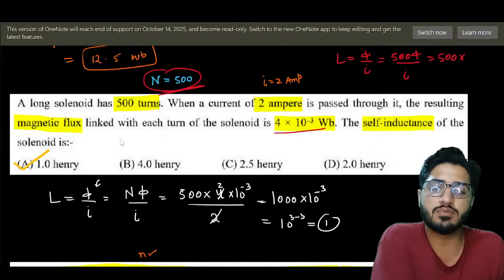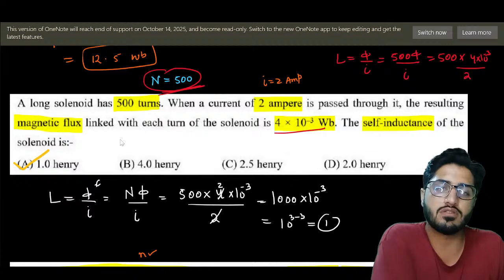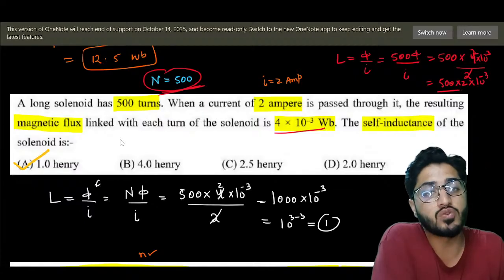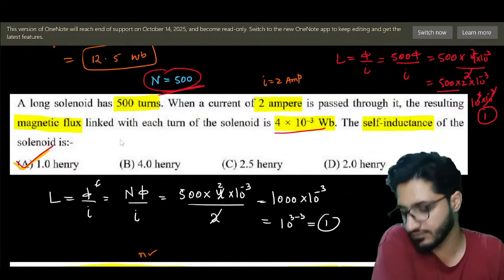What is flux of 1? It is given here. Now I can write 4 into 10 to power minus 3 divided by current, which is 2. 2 ones are 2, 2 twos are 4. So I can write 500 multiplied by 2 into 10 to power minus 3. 500 times 2 is 1000, which is 10 to power 3, and 10 to power 3 cancels with 10 to power minus 3. Answer is 1, so the answer is 1 Henry only.